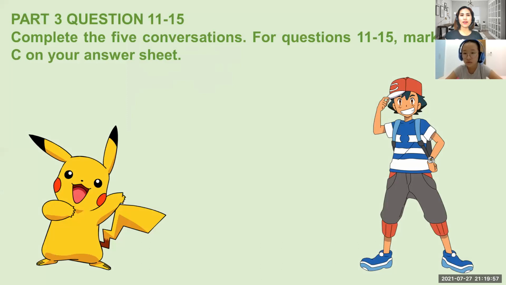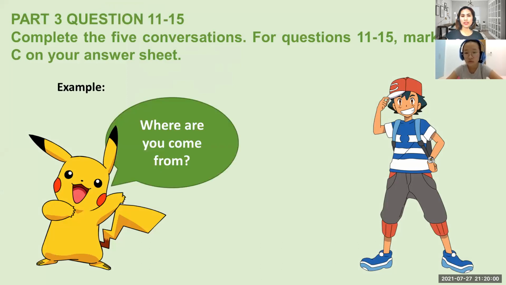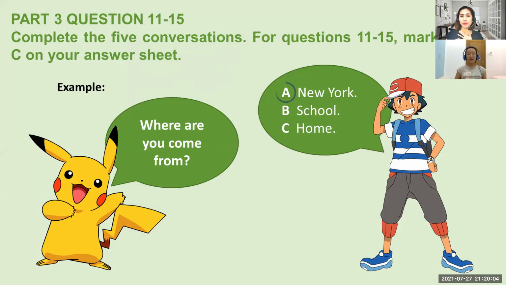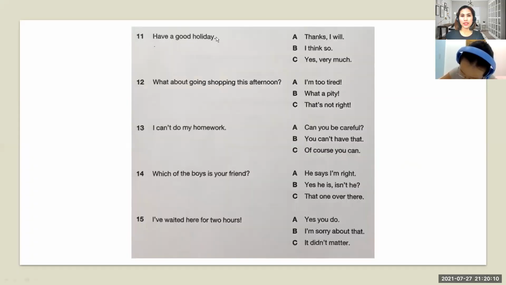Next. Complete the five conversations. So this is the usual example. Where are you from? I'm from New York. Okay, let's go to number 11. I will read the questions, or maybe the first part. You tell me your reply. Okay, 11 to 15. Have a good holiday. Thanks, I will. Okay. What about going shopping this afternoon? I'm too tired. Oh, so you can't. It means you can't. Okay. I can't do my homework.